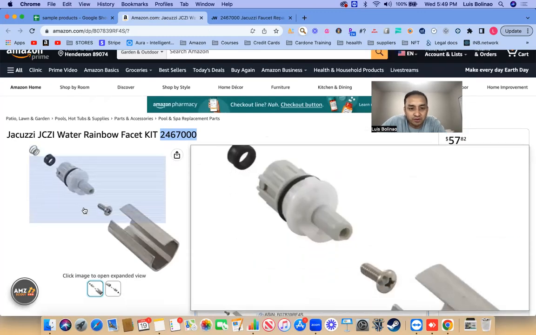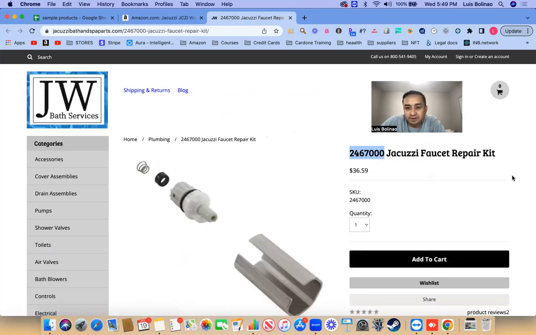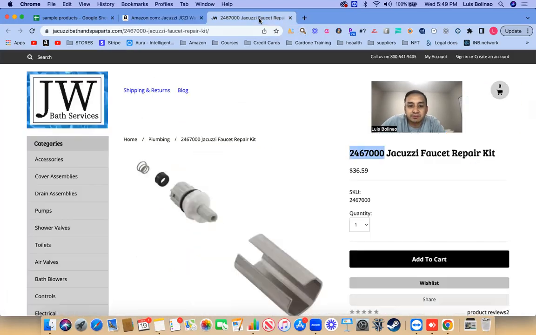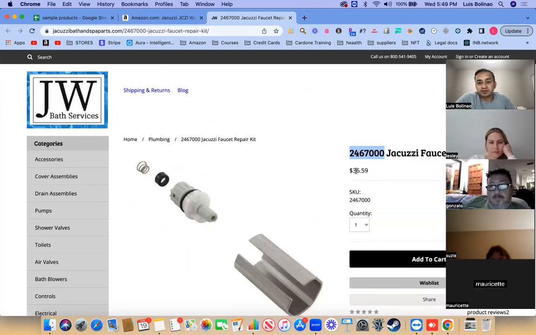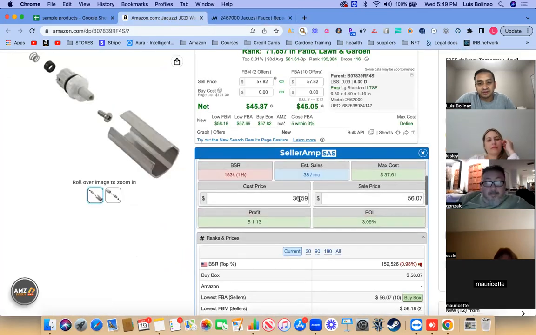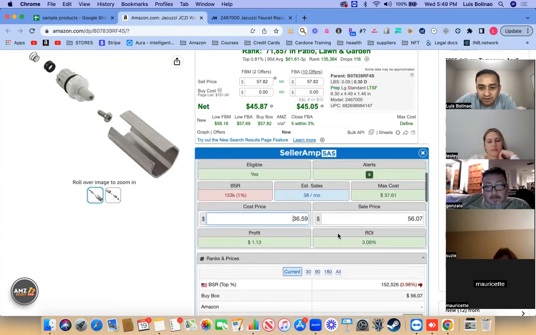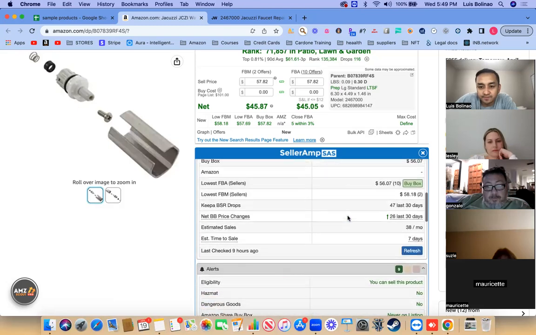So I would double check the photos. I mean, they seem like they're the same. Yeah, same SKU. Yeah, same products. Agreed? You guys agree? Yeah. Same products. So now you plug in the numbers. So $36.59. Okay, so this one has 3% ROI, so low ROI.